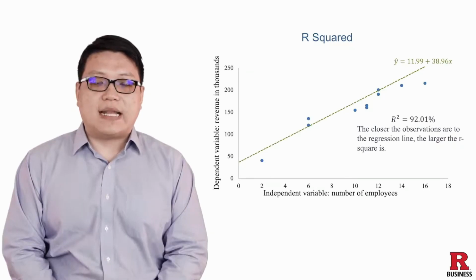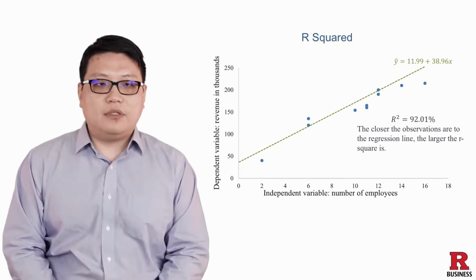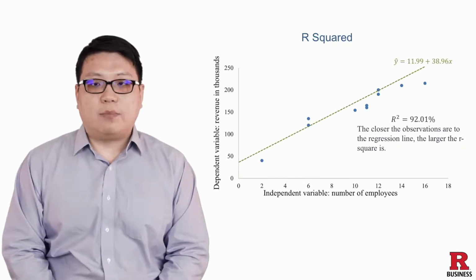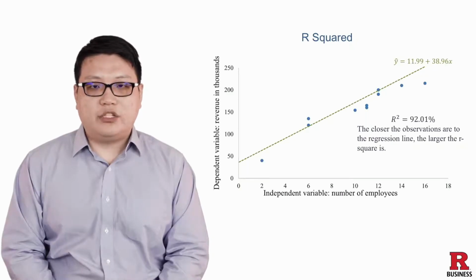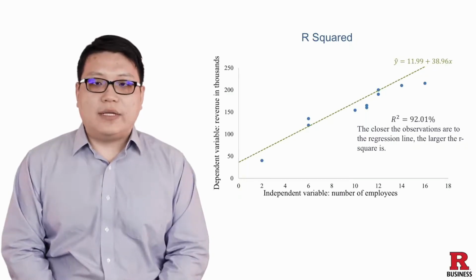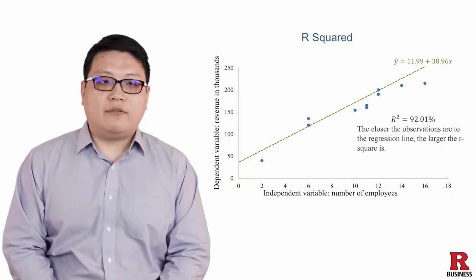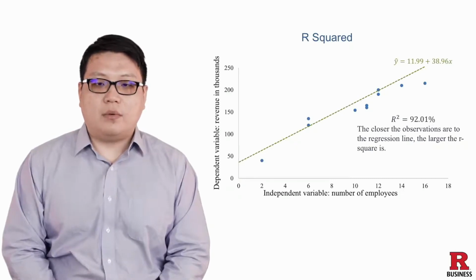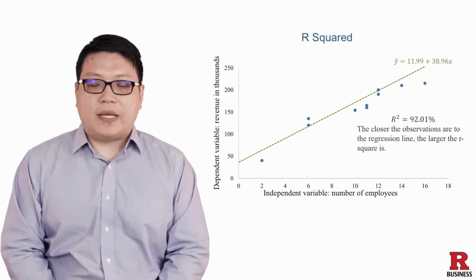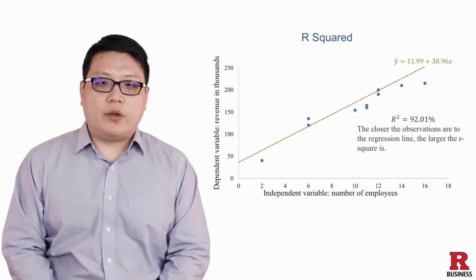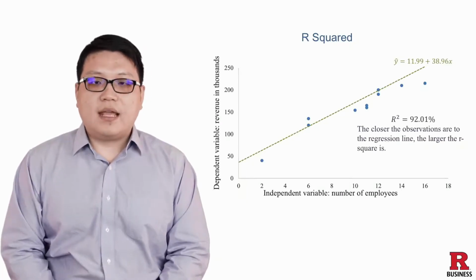A few things can be interpreted from this R-square. First, our model can explain 92.01% of the variation of the observation, the sales revenue. Or we can say that our model describes a major part of the relationship between the dependent variable revenue and the independent variable number of employees. Basically, the higher the R-square is, the better the model is.